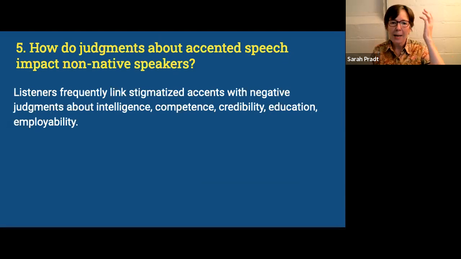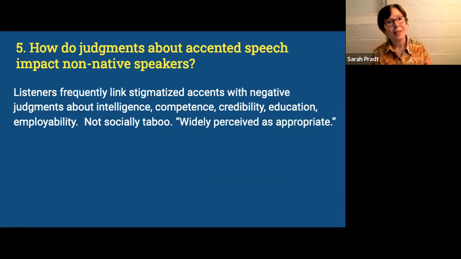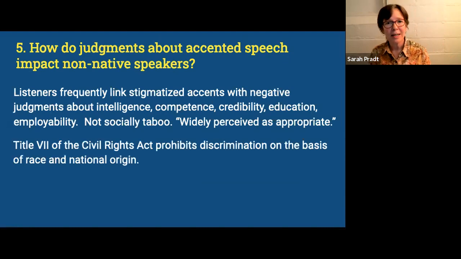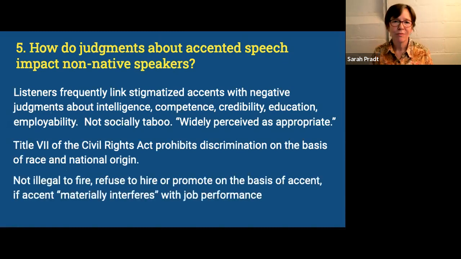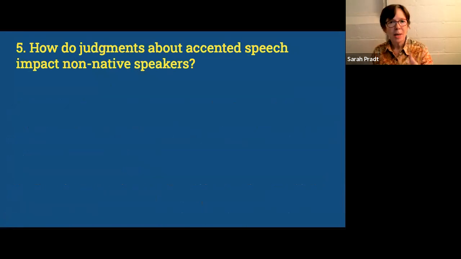We all know this. And we know what sorts of things happen to the speakers, because this is not a social taboo. It's widely accepted. Is it illegal? Well, Title VII in the Civil Rights Act says you can't discriminate on race or national origin. But if accent materially interferes with job performance, it's perfectly fine. And in a national survey, 10% of employers openly admitted to not hiring on the basis of accent. Here's where maybe I'll go a little faster. I want to get some time for us to talk. We know the consequences for non-native speakers.